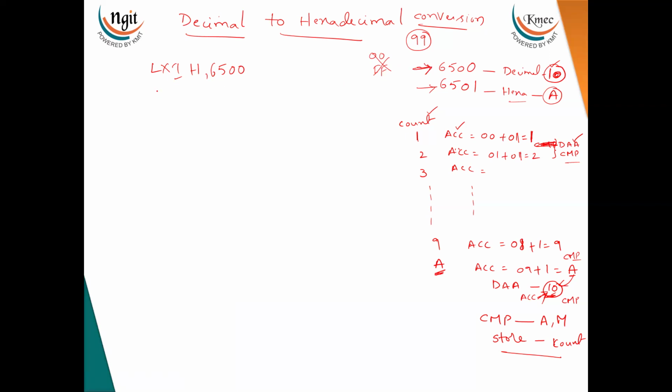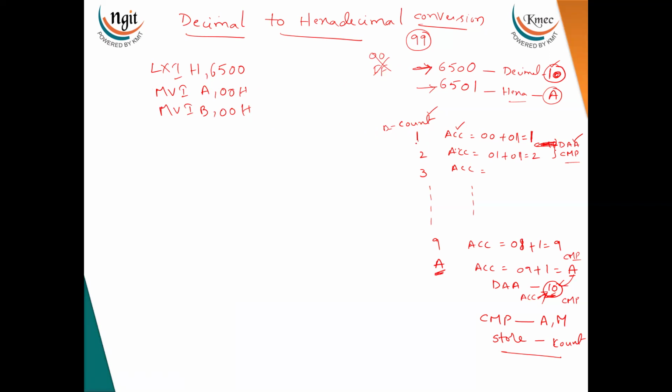Now after that, I have to initialize the accumulator with 0, 0. Why? First I'm initializing the 0, 0, and after that I'm adding the 1. So again, I have to initialize the counter. This counter value I'm taking as the B register, so 0, 0 H. The counter value is initialized with 0, 0.